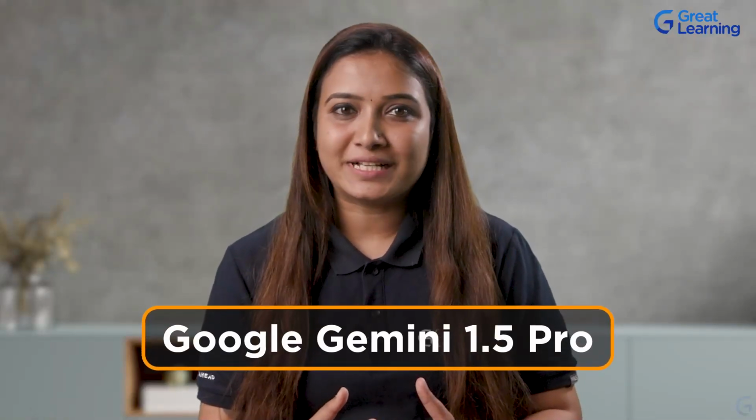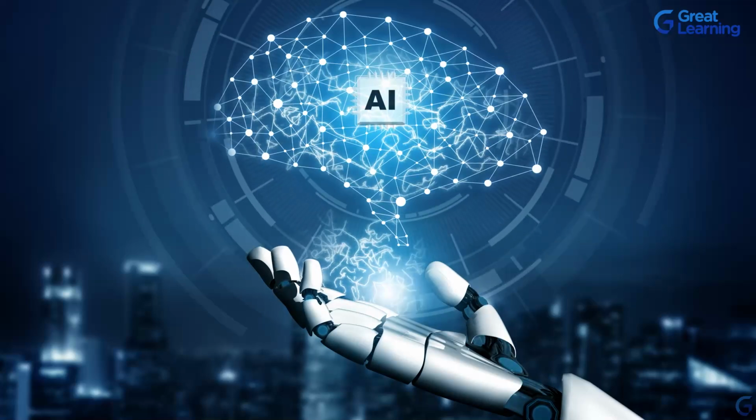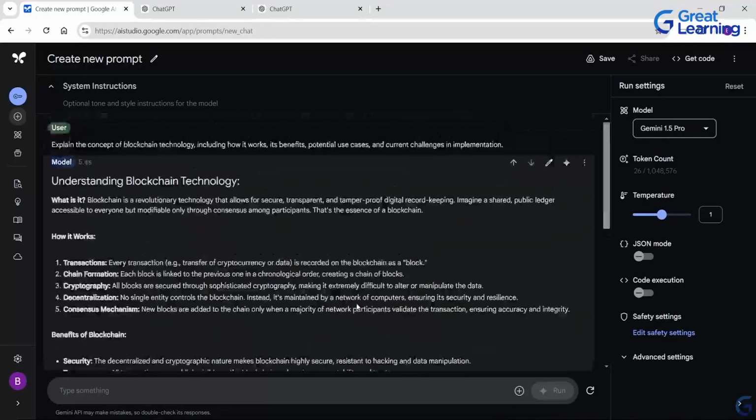Ready to unlock the magic of AI with a sprinkle of fun? Welcome to Google Gemini 1.5 Pro, which is Google's groundbreaking AI platform. Imagine having a super smart assistant at your fingertips. That's what Google Gemini 1.5 Pro is. We will start by exploring what makes Google Gemini 1.5 Pro tick, from its awesome features to its different versions.